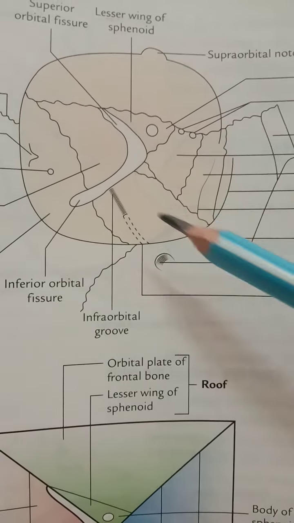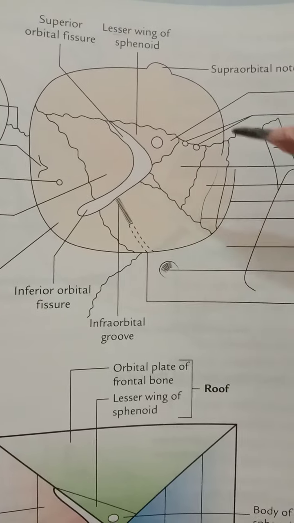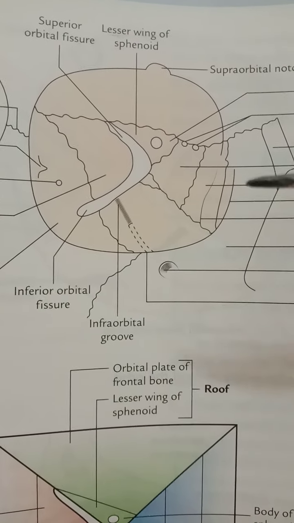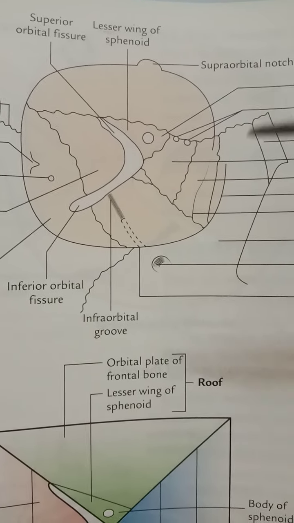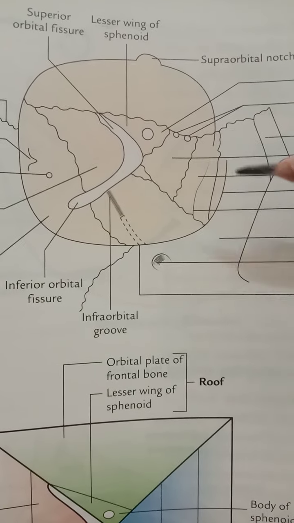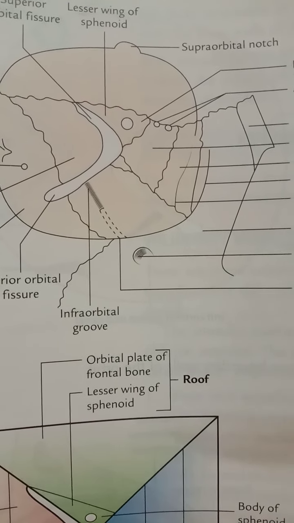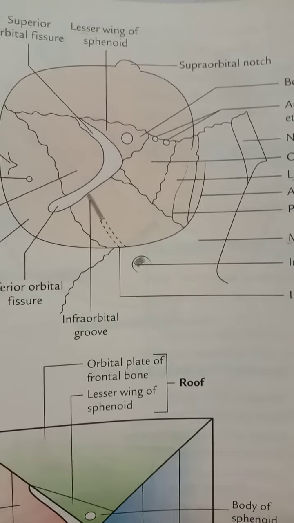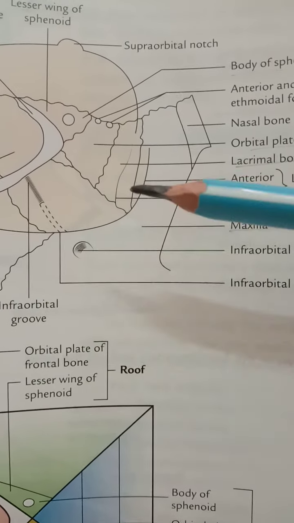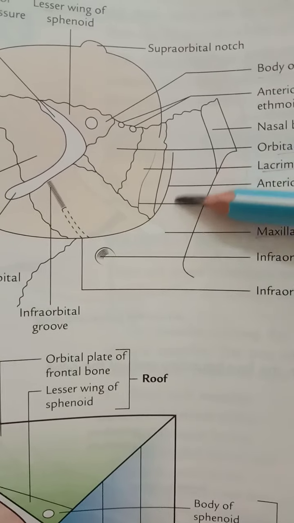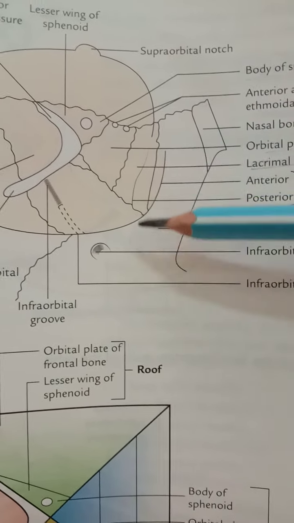Then the boundaries of the orbit. The orbit has four walls: the medial wall, lateral wall, the roof and the floor. Out of these, the medial wall is the thinnest wall and it is made from four bones from before to backwards. First, the frontal process of the maxilla, here this one. Then second, the lacrimal process of the maxilla, this one.